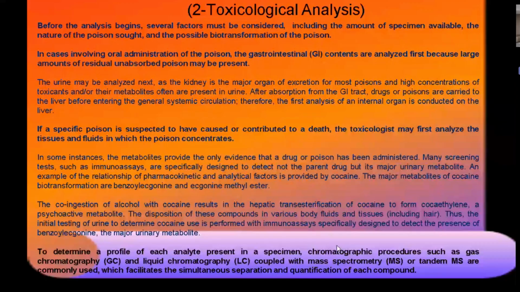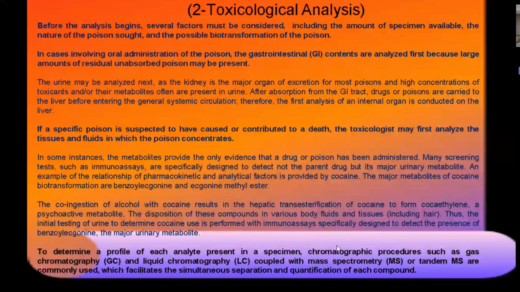Before the analysis, we should know the amount of specimen available. What amount of specimen became available to me, what poisons I am thinking might be present over there, and what possible steps of biotransformation the poison has undergone till the sample came to the laboratory. Many times when there is oral administration of poisons, the gastrointestinal contents are analyzed because some amount of unabsorbed poison might be present in the gastrointestine itself. Some might have gone into the liver or the blood. But in case of oral administration, unabsorbed poisons are much expected from the GI contents.